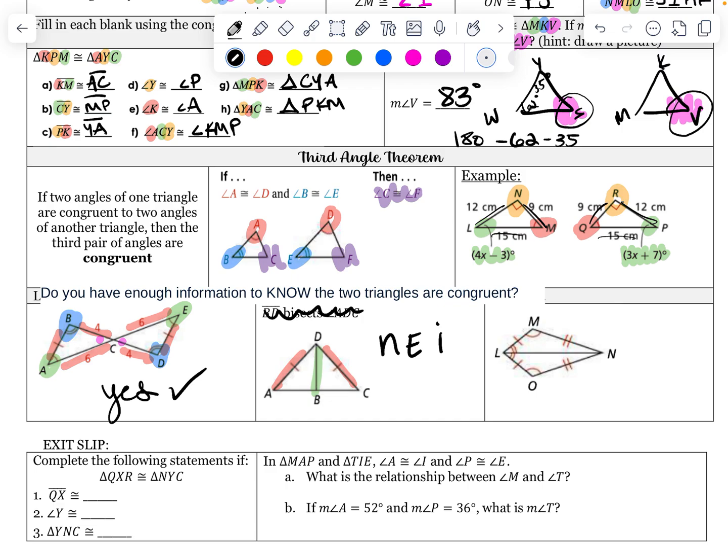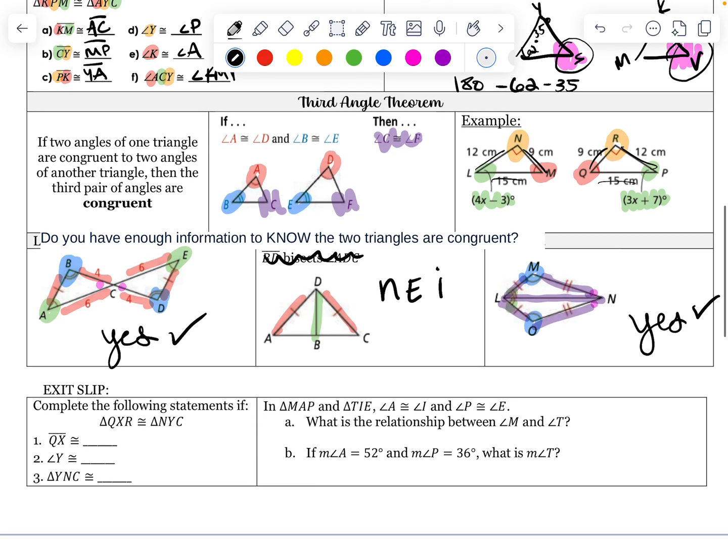Okay, last one. I know L and L are congruent. I know M and O are congruent. Third angle theorem means I know that N and N have to be congruent because two of the angles are congruent, the third one does. Here I have these two sides, and y'all, if they share a side, isn't that equal? It's just a reflection across the x-axis essentially. So yes, I have enough information to prove that those two triangles are congruent.